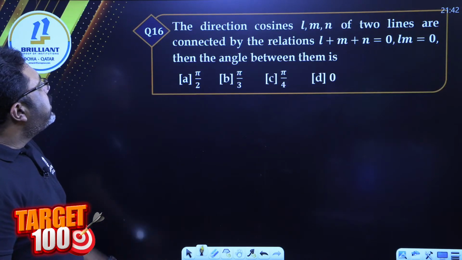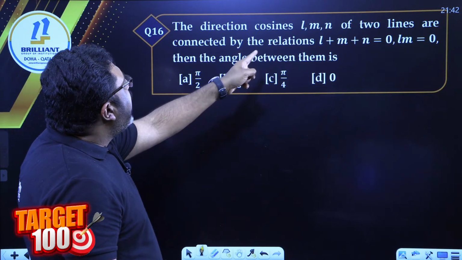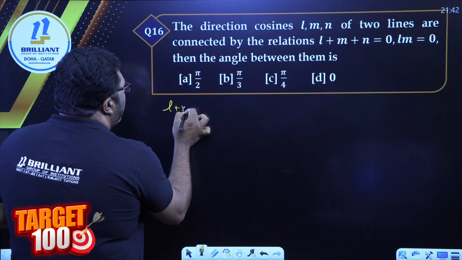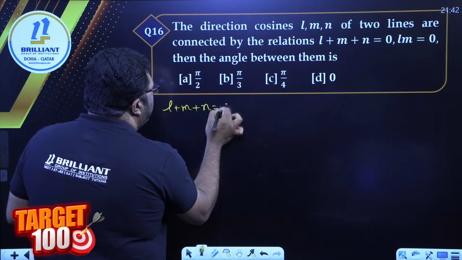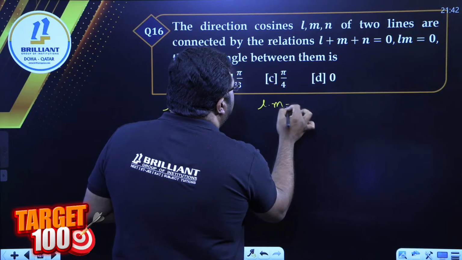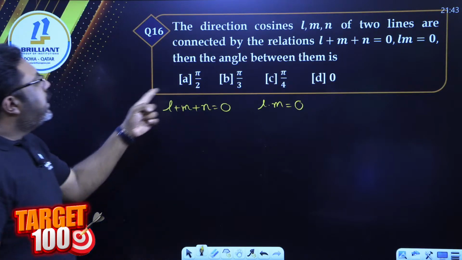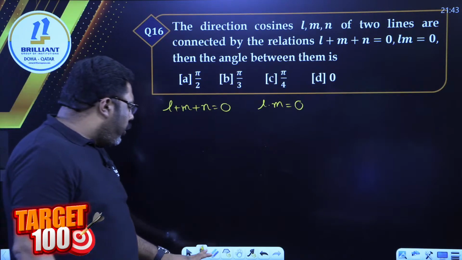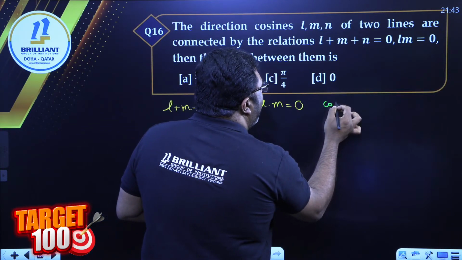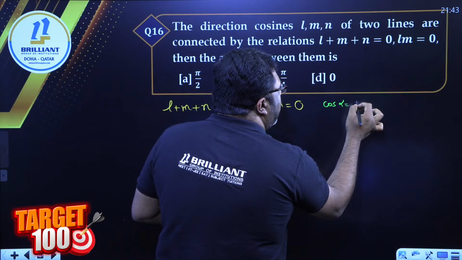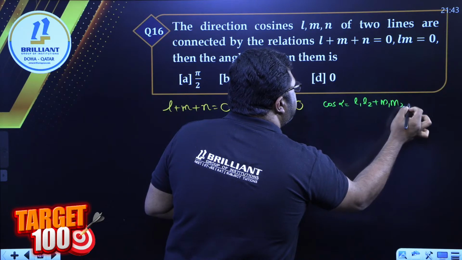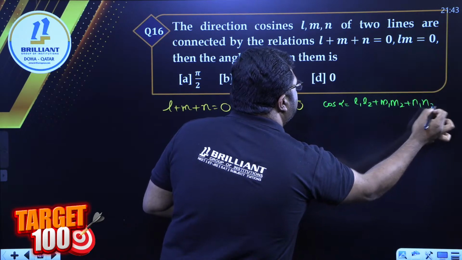Question number 16. The direction cosines L, M, N of two lines are connected by the relationship L plus M plus N equal to 0, and the second relationship is L into M equal to 0. Then the angle between them. What's the formula for the angle between two lines? Cos alpha is equal to L1 L2 plus M1 M2 plus N1 N2.